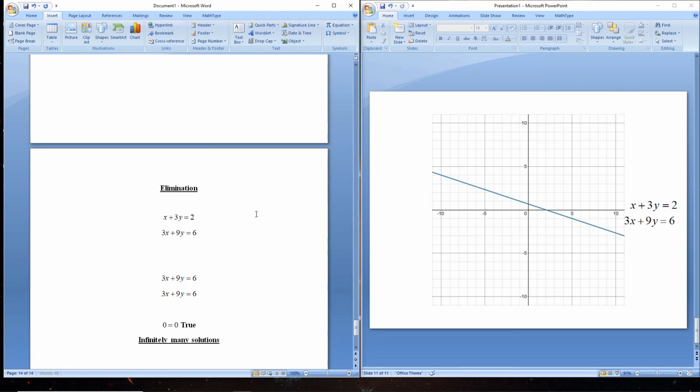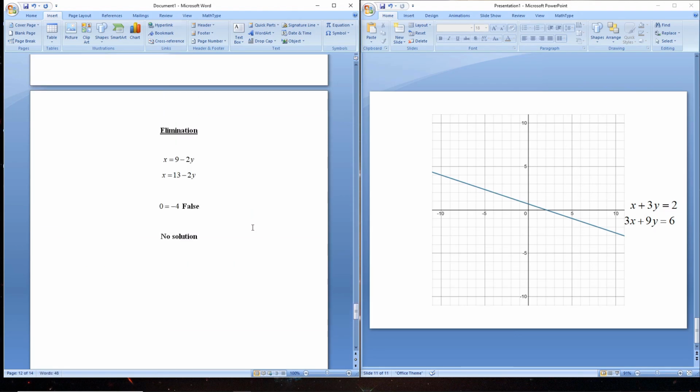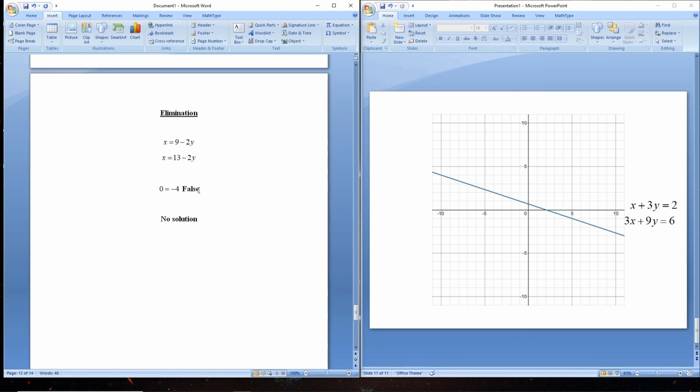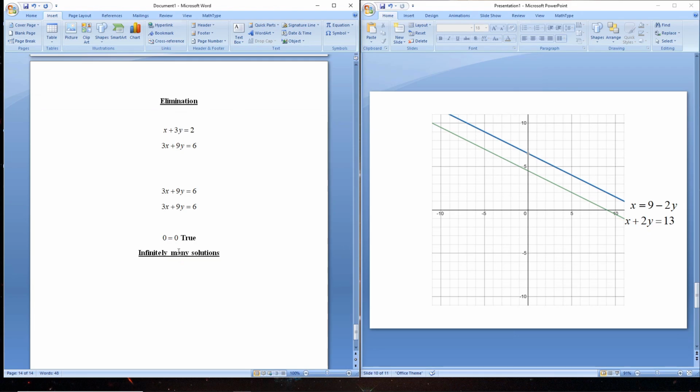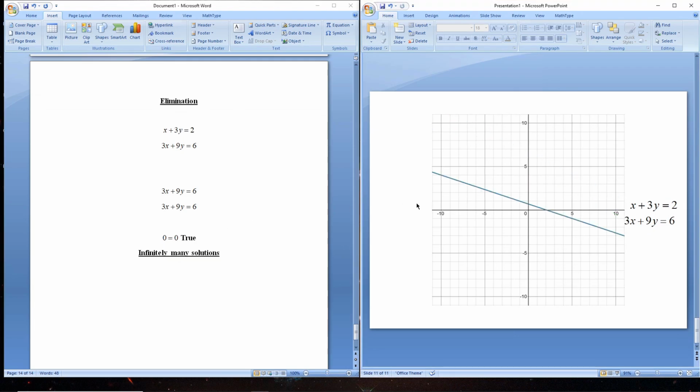So just to clarify really quick here, a false statement is no solution. So that was this case when the lines are parallel, they will never cross. And if we do our algebra and get 0 equals 0, which is a true statement, then that means the functions are perfectly on top of each other, and that there's infinitely many solutions.